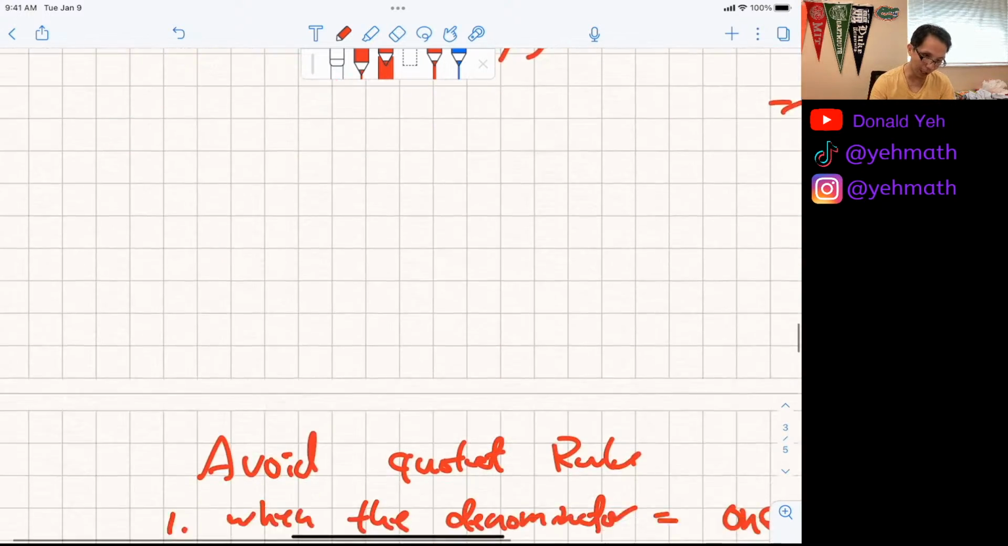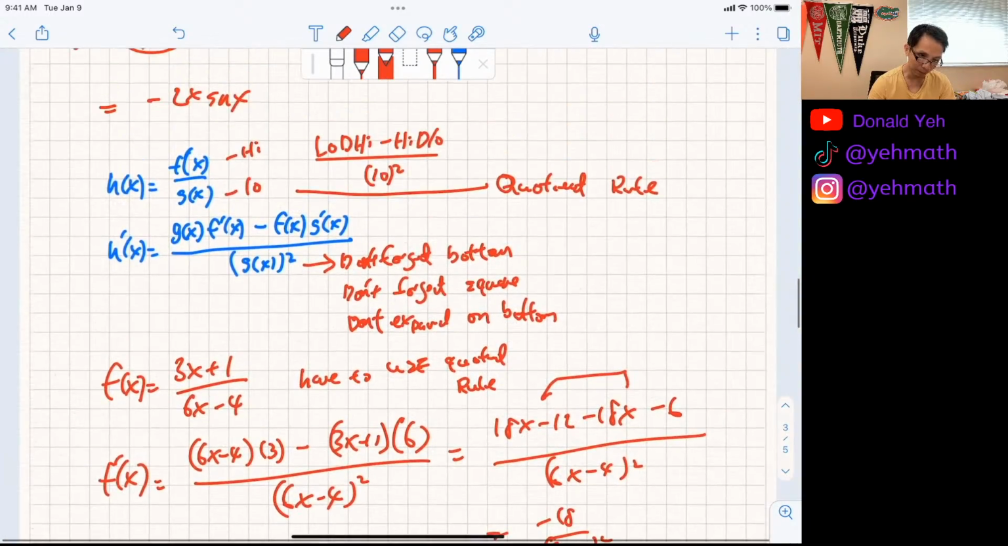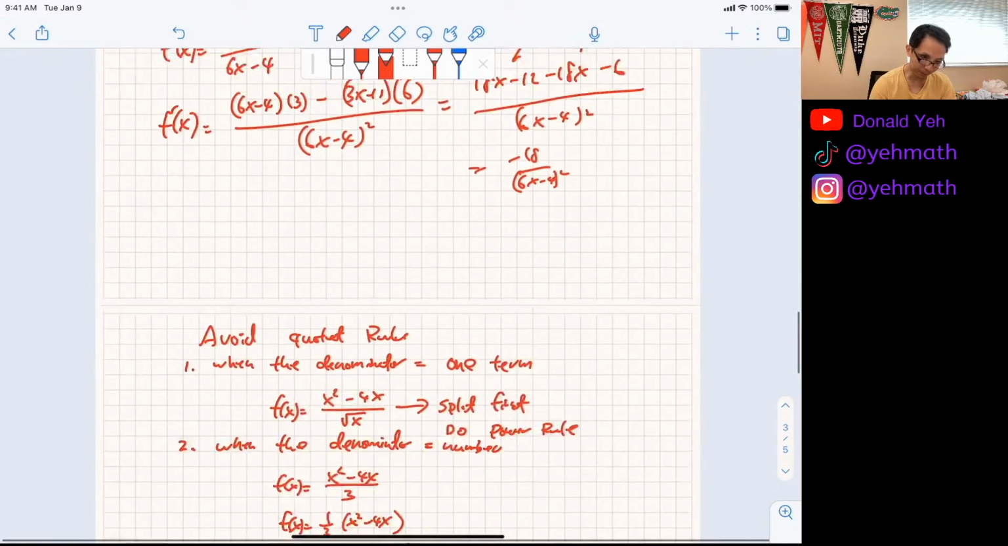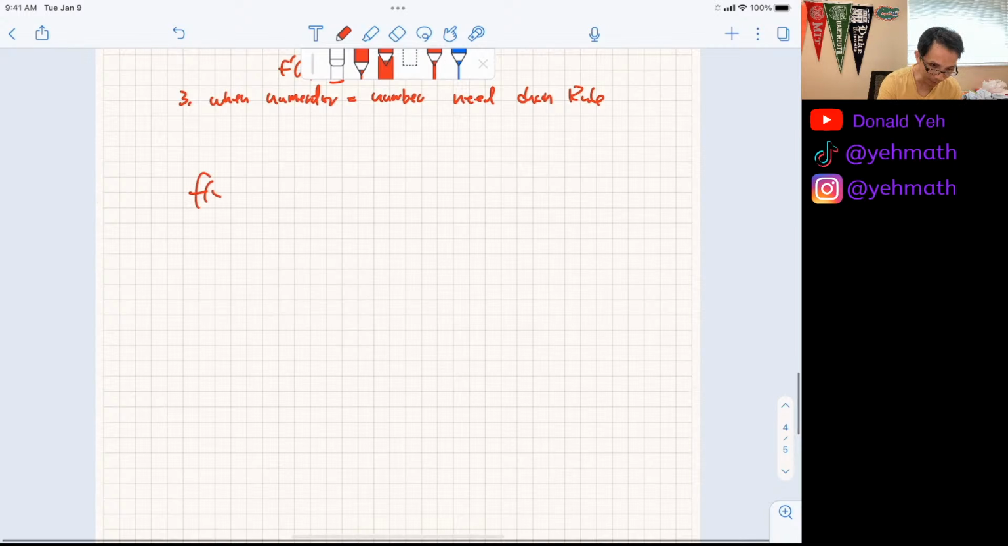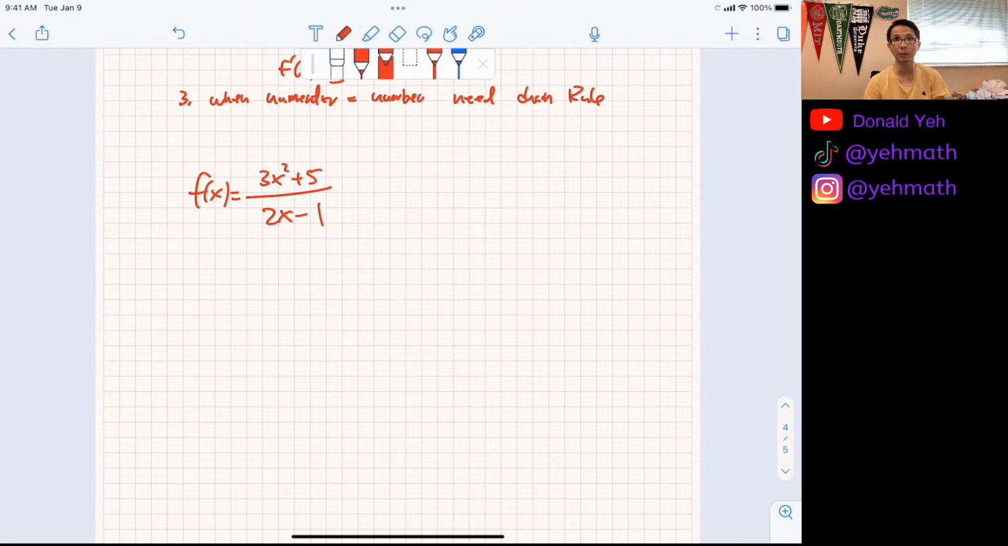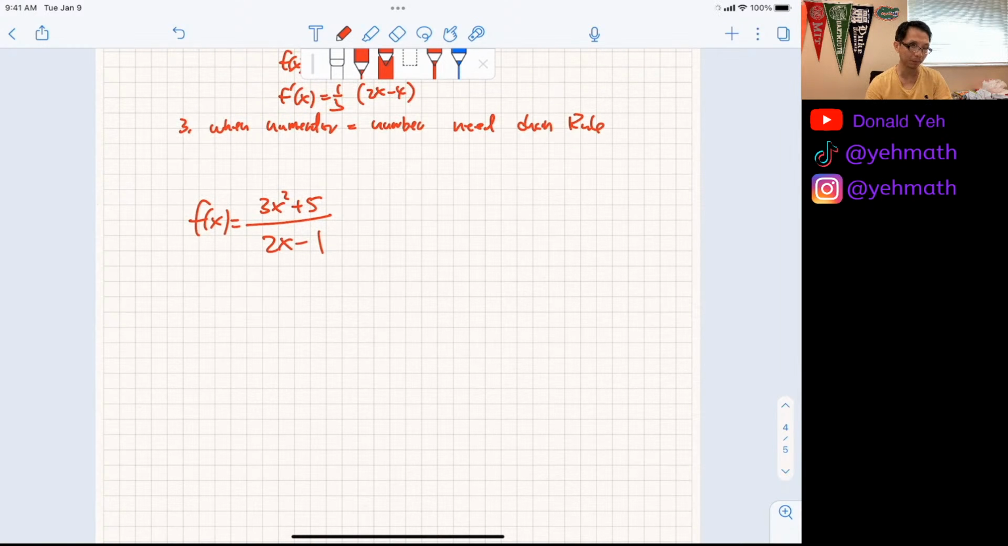Quotient rule is low d high minus high d low over low low. That is the rule you just use. So I'm going to ask you to do this one. F of x equal to 3x squared plus 5 over 2x minus 1. So I want you to do quotient rule. I want you to simplify the top. What was the third rule? The third rule, when numerator is equal to a number. Now, numerator equal to a number, you need a chain rule though. It'll be easier. But let's just take a derivative with quotient rule here. Today, you're still going to get asked equation of tangent line.